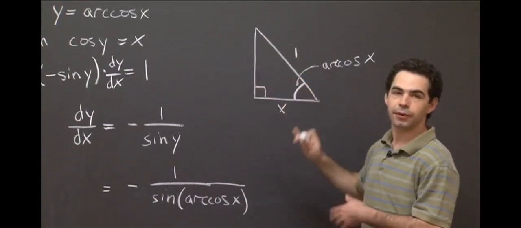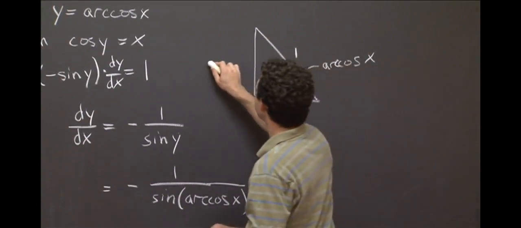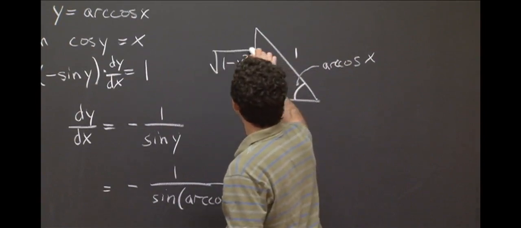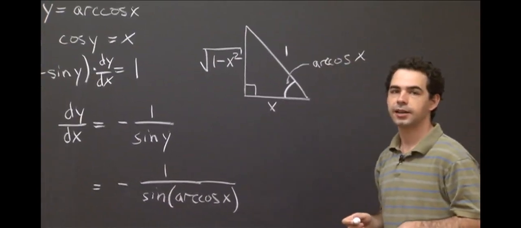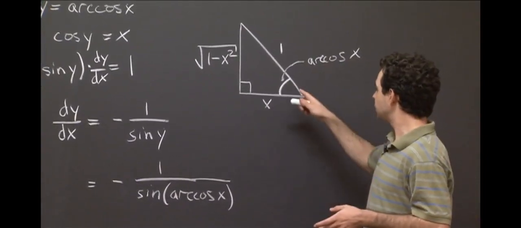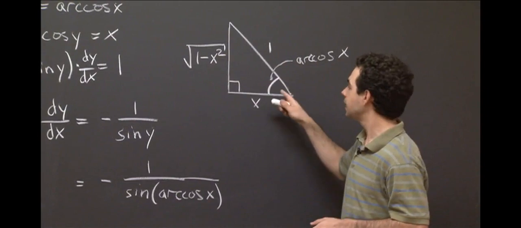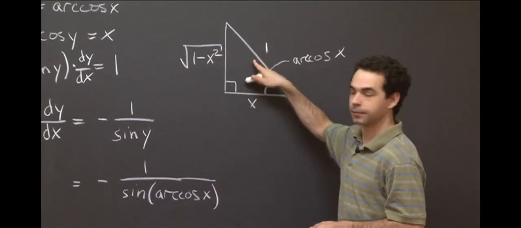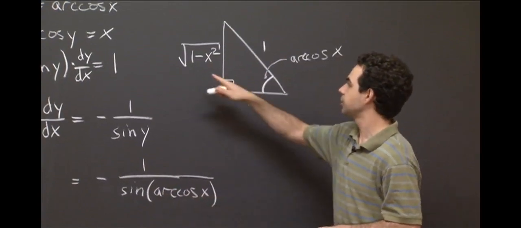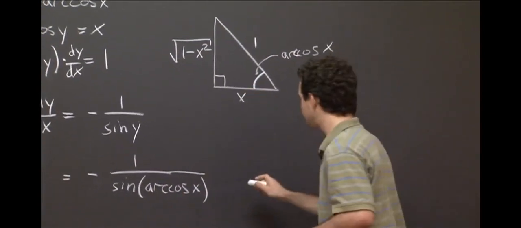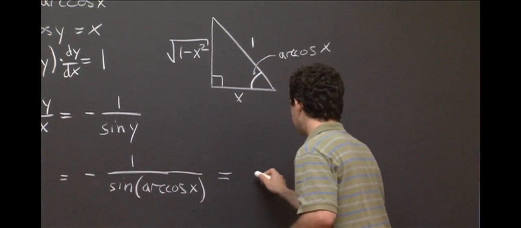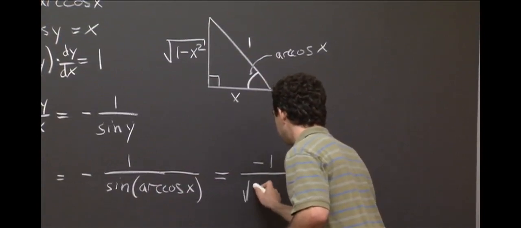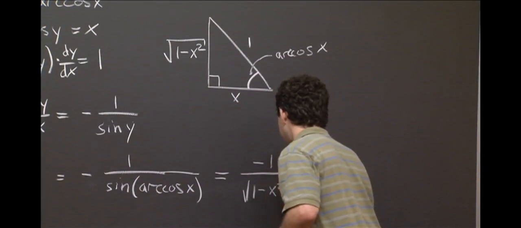And what's the opposite side? Well, I can use the Pythagorean theorem here. And the opposite side is square root of 1 minus x squared. That's the length of the opposite side. So the sine of arccosine of x is square root of 1 minus x squared divided by 1. So sine of arccosine of x is just square root of 1 minus x squared. So we can write this in the somewhat nicer form, minus 1 over the square root of 1 minus x squared.